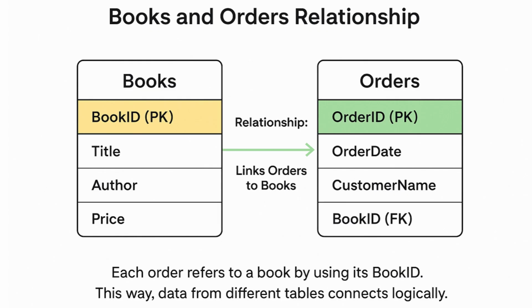We can have a books table and an orders table. In the orders table, the column book ID acts as a foreign key. It connects each order to the correct book in the books table. This way, tables are connected and we can bring data together logically.